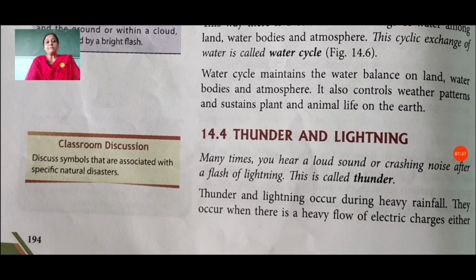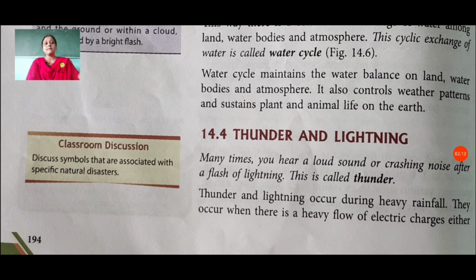Thunder and lightning. Many times you hear a loud sound or crashing noise after a flash of lightning. This is called thunder. We almost see this type of situation in monsoon season in the sky. Many times thunder and lightning occur during heavy rainfall. As I said, in monsoon season we almost see this situation. They occur when there is a heavy flow of electric charges.